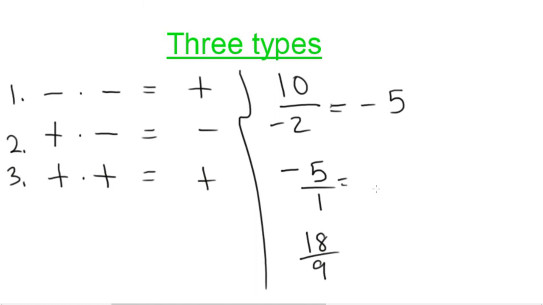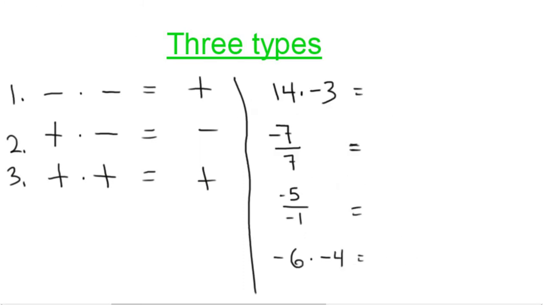Second example, a negative and a positive. That's going to give me a negative. 5 divided by 1 is just 5. And then positive, positive, that's going to be positive. 18 divided by 9 is 2. So feel free to pause the video and try the following examples.